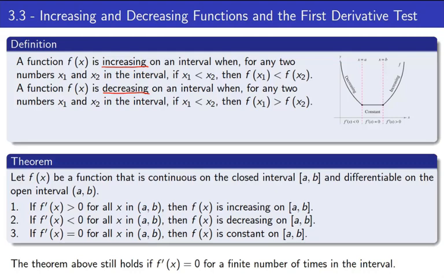Here's a beautiful theorem to put all this together to what we have. If a function's continuous and differentiable, then if the derivative is greater than 0, the function's increasing. If the derivative is less than 0, the function is decreasing. And if the derivative equals 0, the function is constant. That's a handy thing to know.